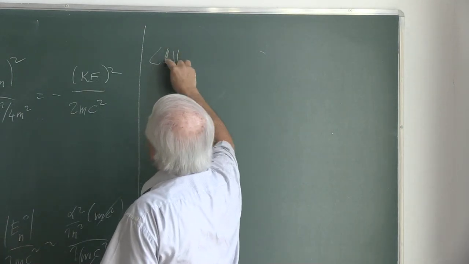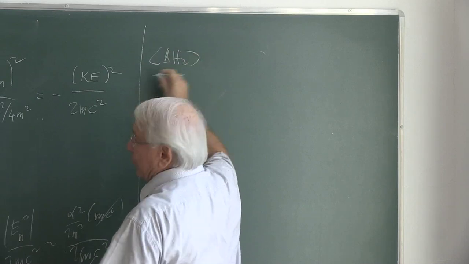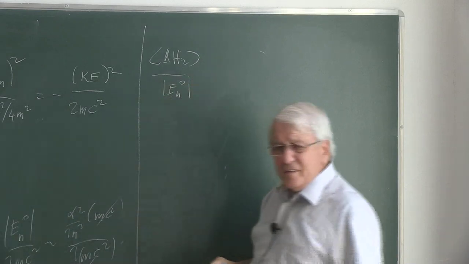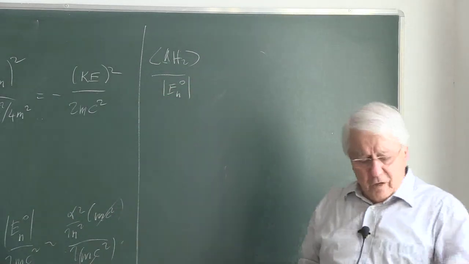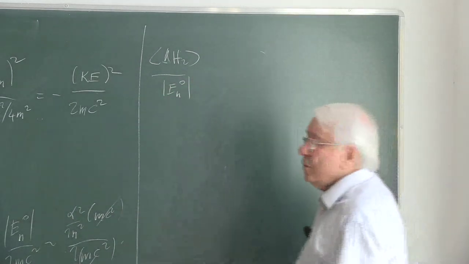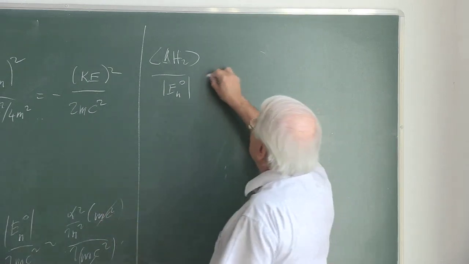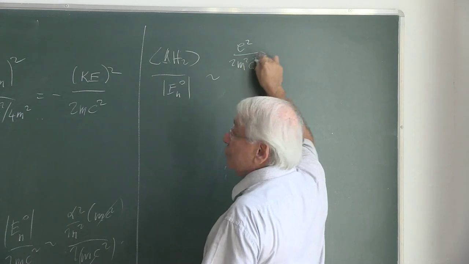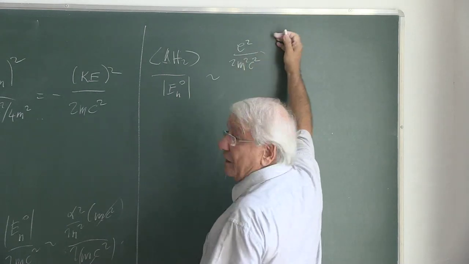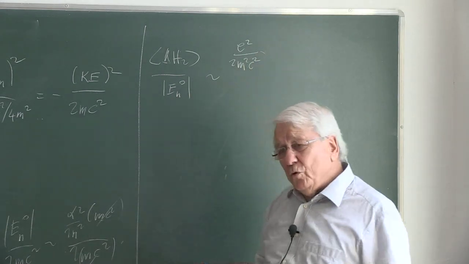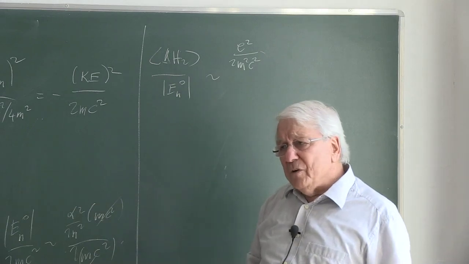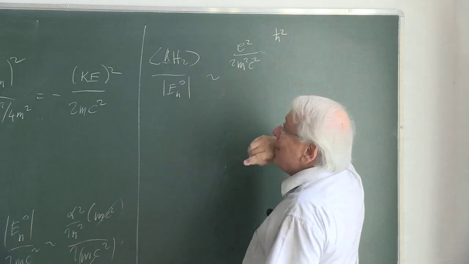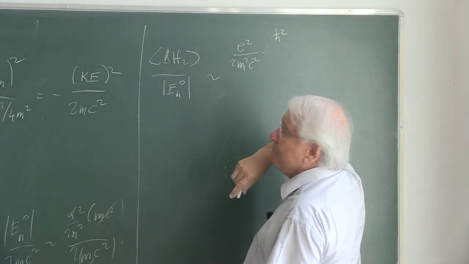Delta H2 divided by E_n^0, now I write, right? Because in that basis, the H0 expectation value is E_n^0. Thus, what I have is e squared divided by 2m squared c squared. S dot L, angular momenta are of the order of h bar, right? And numbers. So that's h bar squared divided by r cubed.